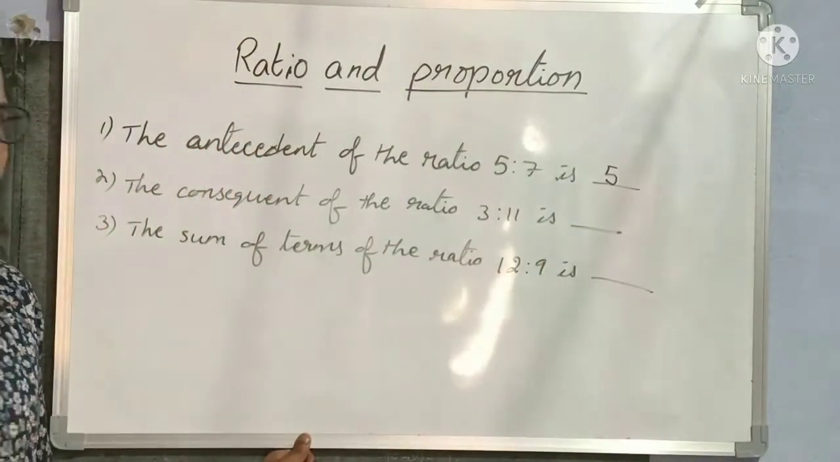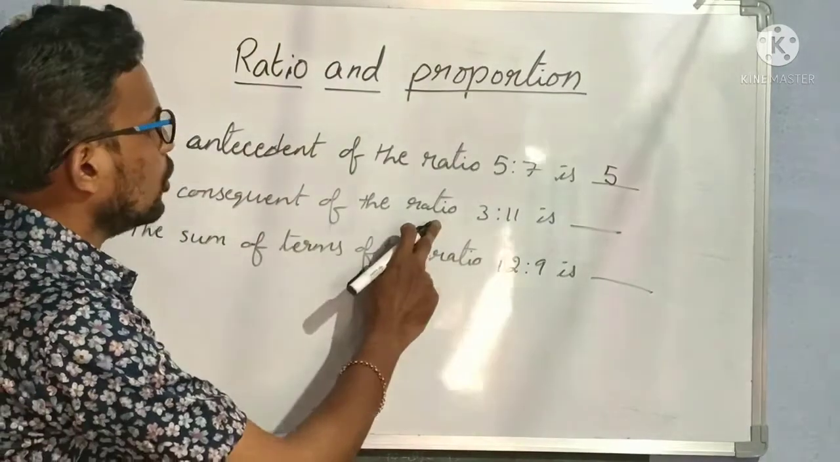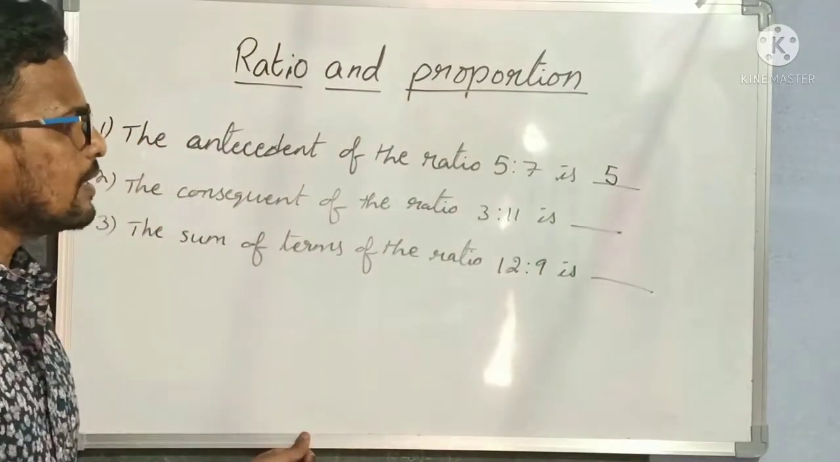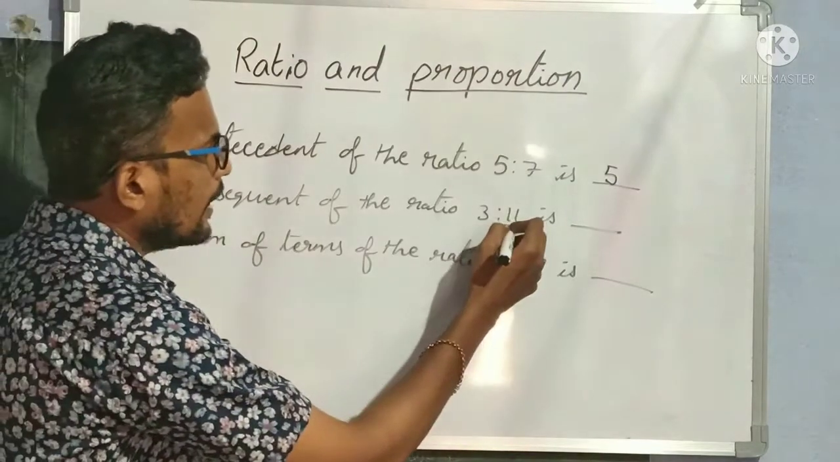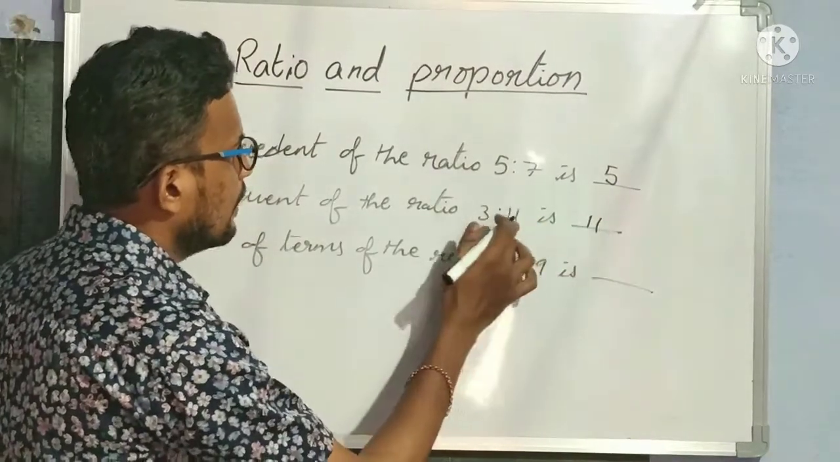Okay. Next, the consequent of the ratio 3:11. So consequent means what? Second term. So what is the second term here? 11. So our answer is 11.